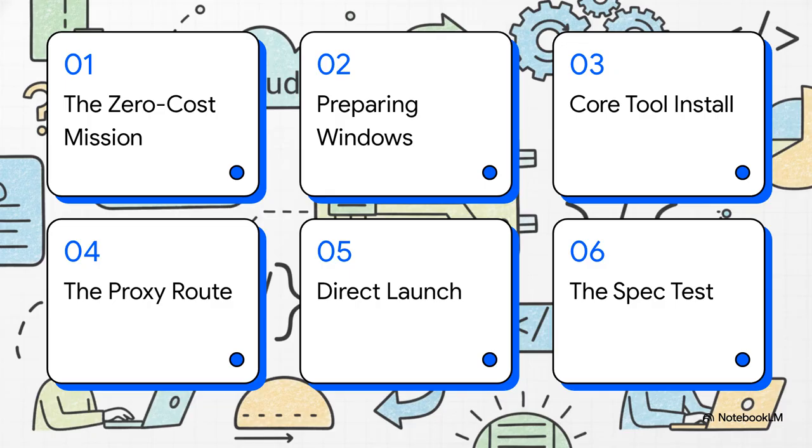So here's the game plan for this explainer. 1. The zero-cost mission. 2. Preparing Windows. 3. Core tool installation. 4. The proxy route. 5. Direct launch. And 6. The spec test. Don't worry if all this command line jargon usually makes your eyes glaze over. We are going to break everything down into crystal clear, manageable steps.